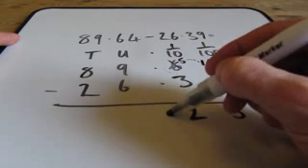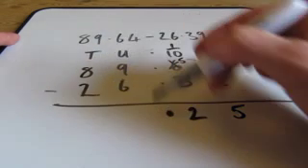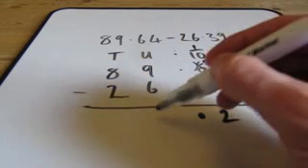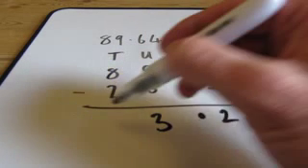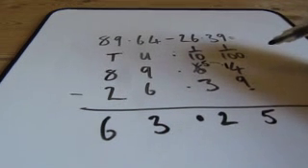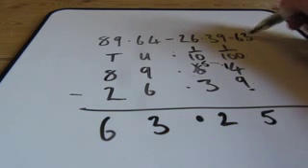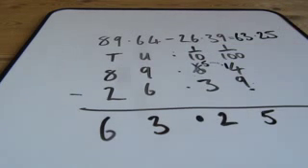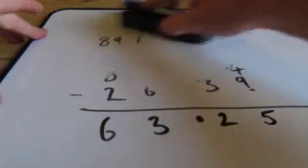I bring my decimal point into play in the exact same position. 9 subtract 6, 3, 8 subtract 2, 6, giving you an answer of 63.25, which you put back at the top. We'll have a look at another example like this.